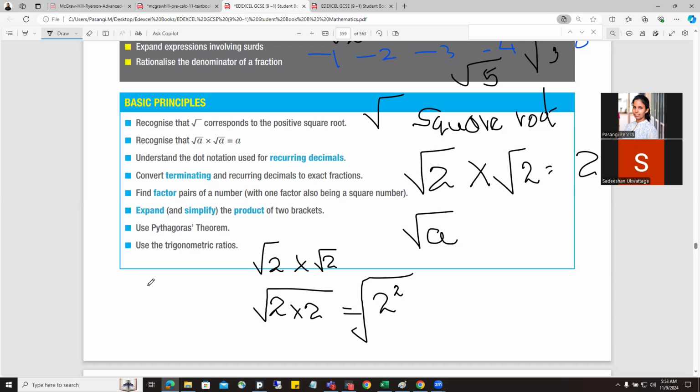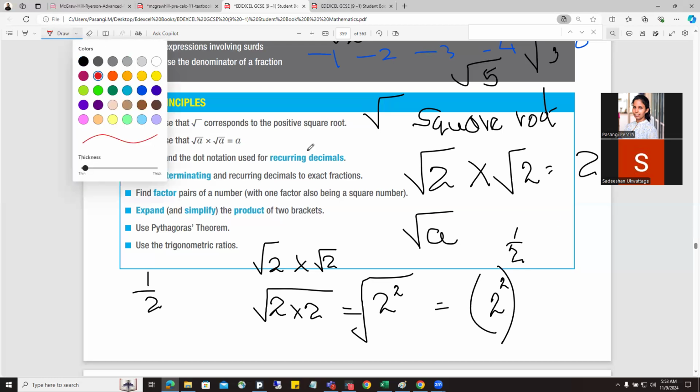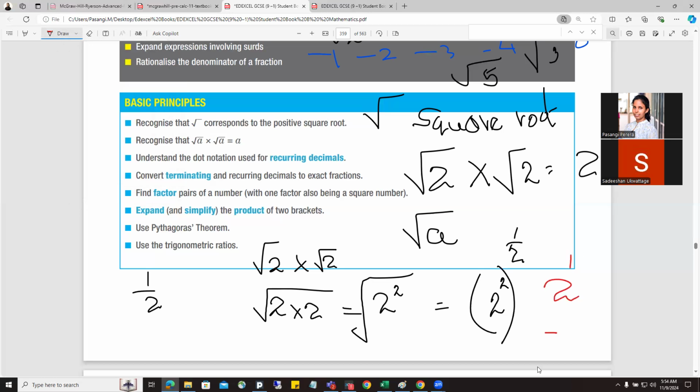So you know that square root means the power is half, right? So 2 to the power of 2, to the power of half. To remove these brackets, what we normally do is multiply these two powers. So if we multiply these two powers, we receive 2 to the power of 1, because 2 times half equals 1. 2 to the power of 1 means 2. Can you write in your book the method of how we got this?